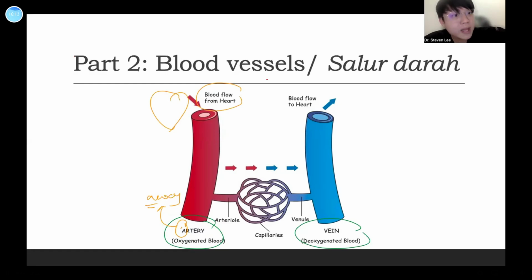Away. So away from the heart, but to where? To the lungs. So that must be deoxygenated blood, because away from the heart towards the lung for oxygenation, isn't it? So it's direction. That's number one. Okay, number one is direction.